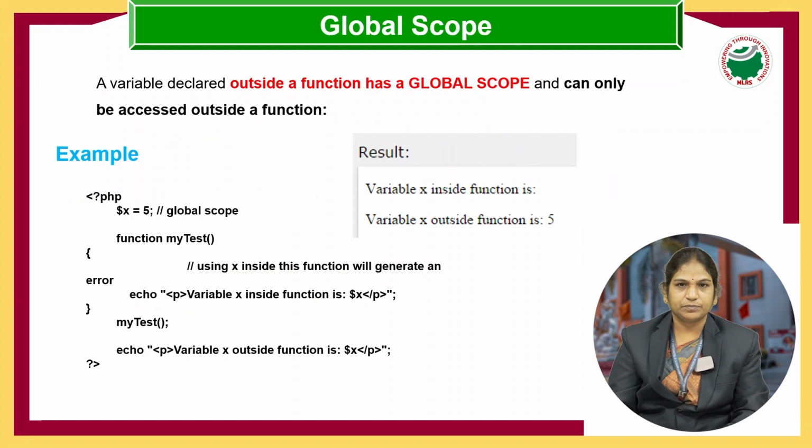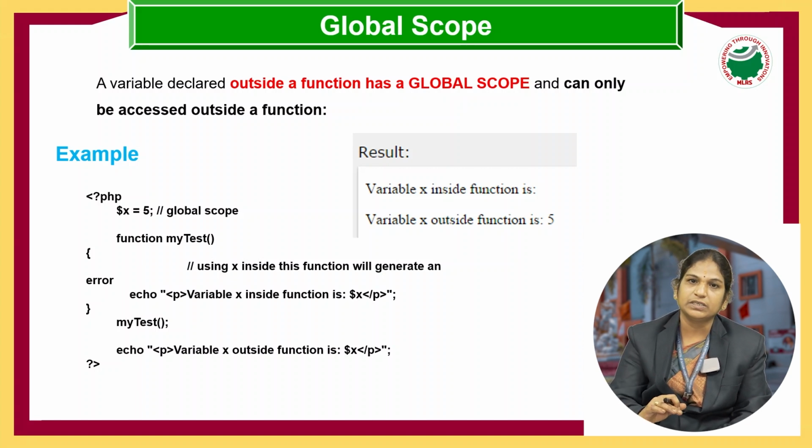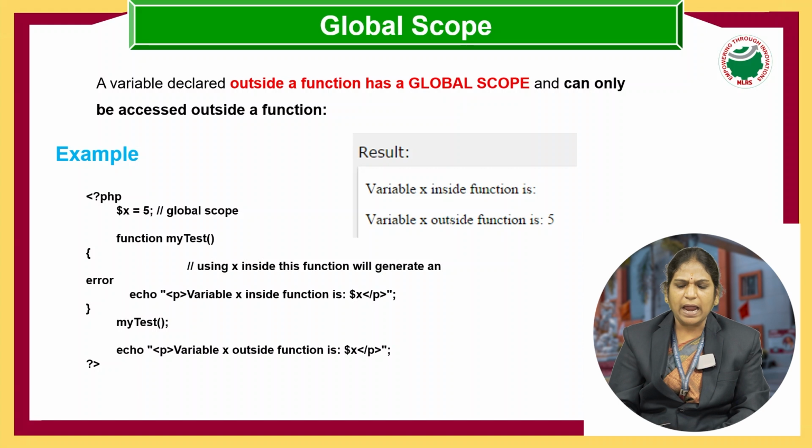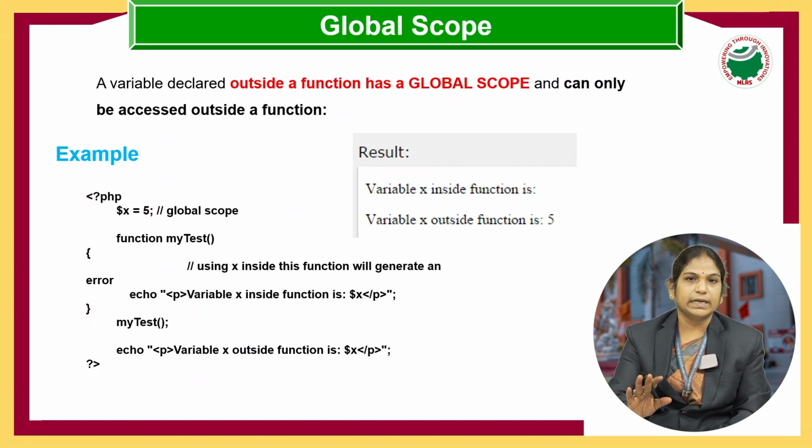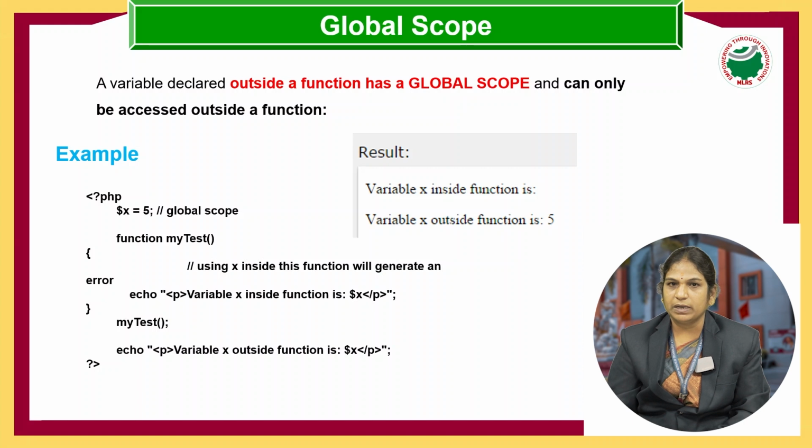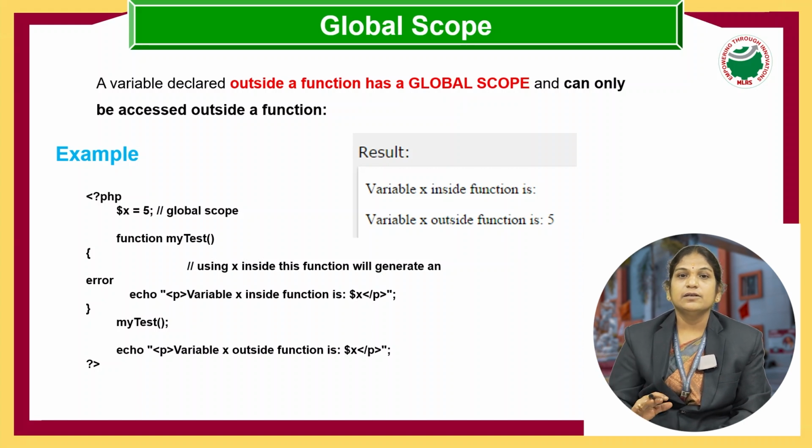or used. And a variable declared outside a function is known as a global scope. If any variable is declared outside the function, it is known as a global scope, and that variable can be accessible only outside the function. It cannot be accessible inside the function. What does it indicate? A global scope indicates that any variable declared outside the function is known as a global variable, and its scope will be only outside the function.